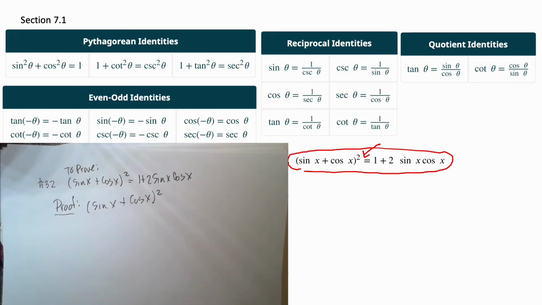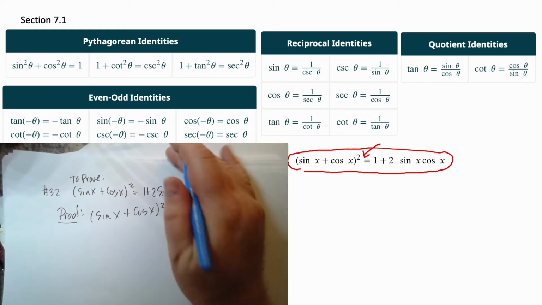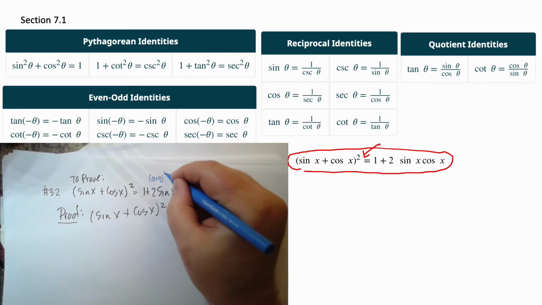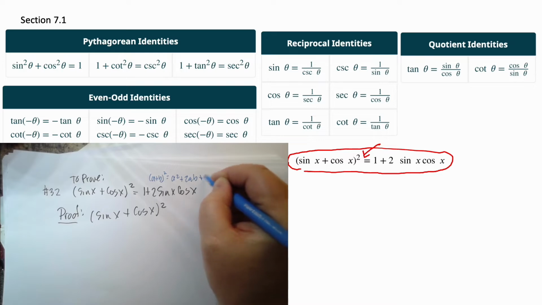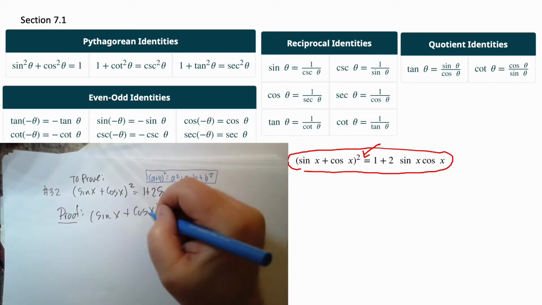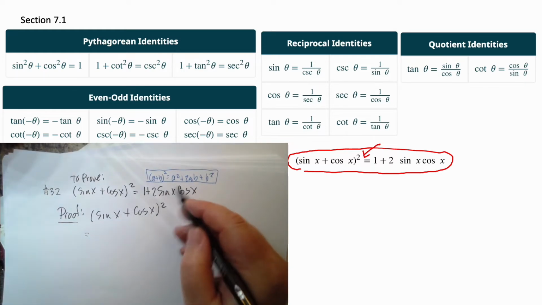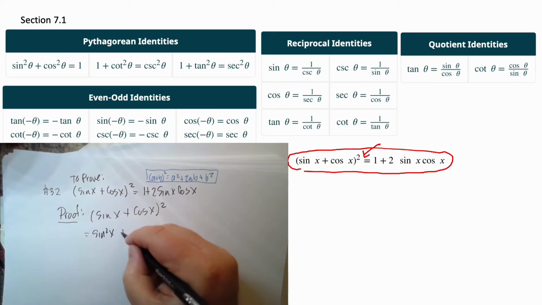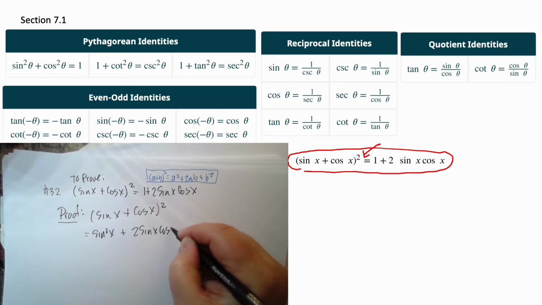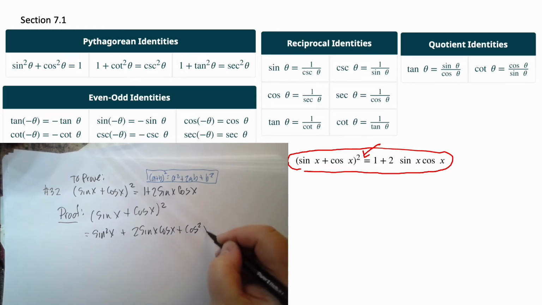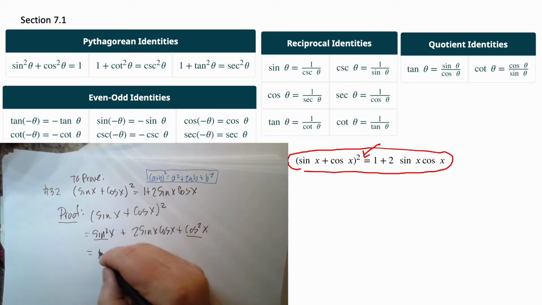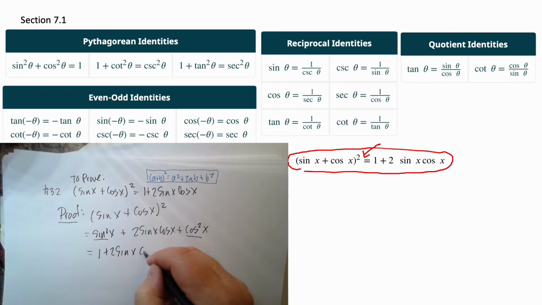So I'm going to use, just as a reminder, this one right here, where it says a plus b squared is equal to a squared plus 2ab plus b squared, this special form of squaring a binomial, because this is really like a binomial. Well, it's two terms being squared. So I get the first one squared, sine squared x, plus 2 sine x cosine x, plus cosine squared x, like that. Now if I go back to the Pythagorean identity, I see that these two add up to 1, and I have exactly what I'm looking for. And we have our identity shown.